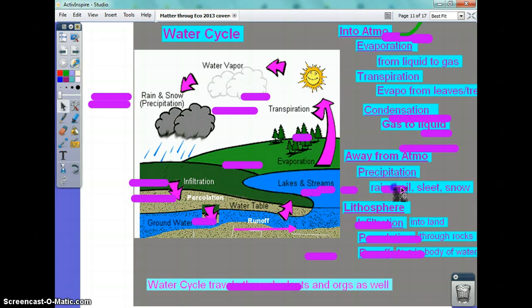Rain, hail, sleet, and snow. What exactly is sleet? It's like an icy rain. Just words that describe falling precipitation.